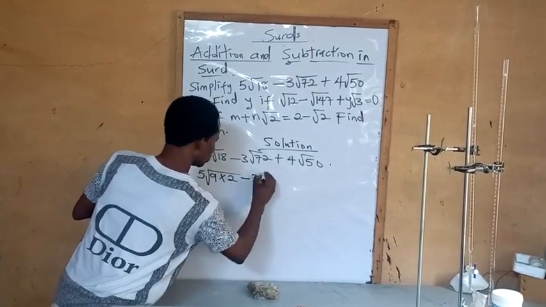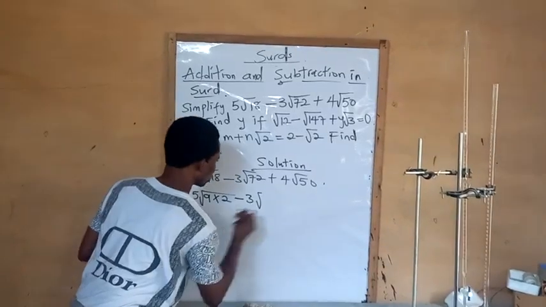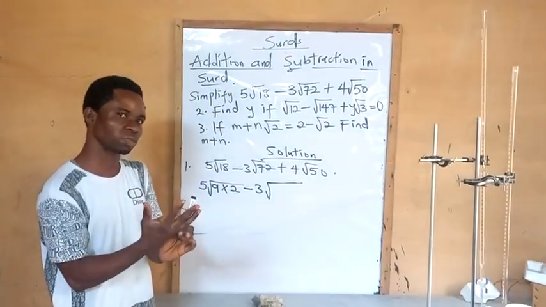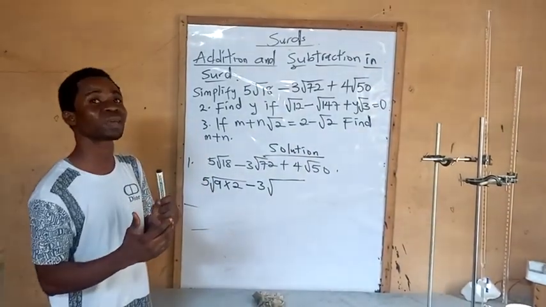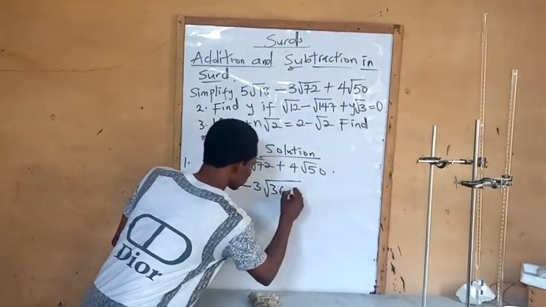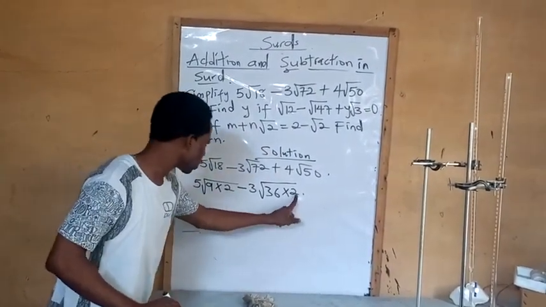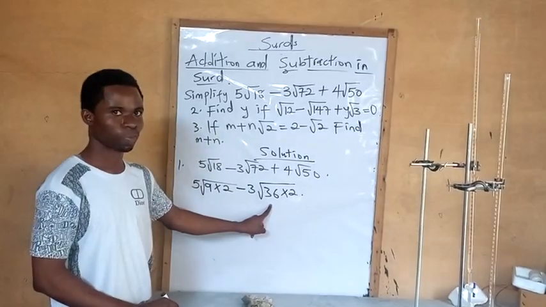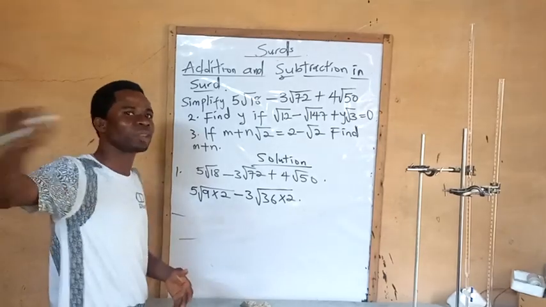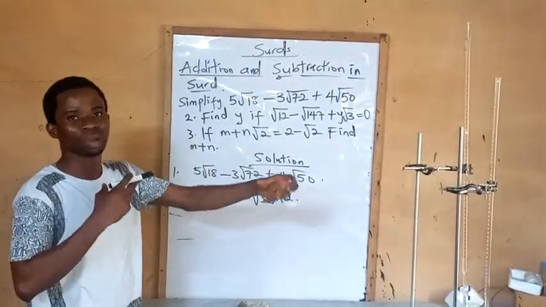3 root 72. How can I break 72 down? I told you, what are the two numbers that when I multiply them together, they'll give me 72? That is 9 times 8 will give me 72, and also 36 times 2. I'll use 36 times 2. Because with 36 times 2, can you see this is a surd and this one has a square root. But if I use 9 times 8, 9 can be broken down and 8 also can be broken down. So that one will be elongating my work.